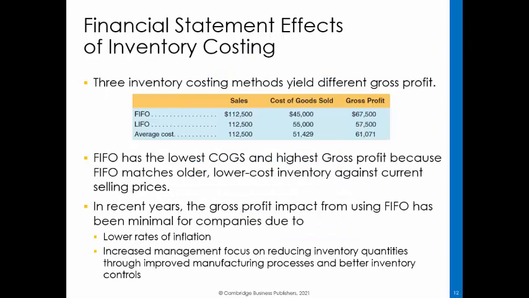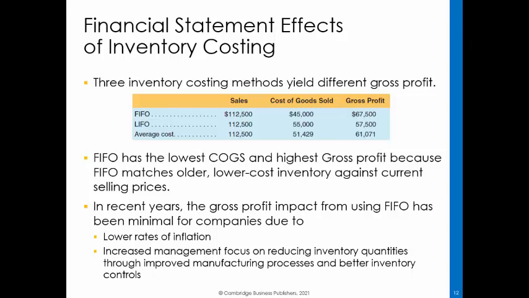The three inventory costing methods yield differing levels of gross profit as shown on the slide. Recall that inventory costs rose during the period from $100 per unit to $150 per unit. The higher gross profit reported under FIFO arises because FIFO matches older, lower cost inventory against current selling prices. To generalize, in an inflationary environment, FIFO yields higher gross profit than LIFO, or average cost.